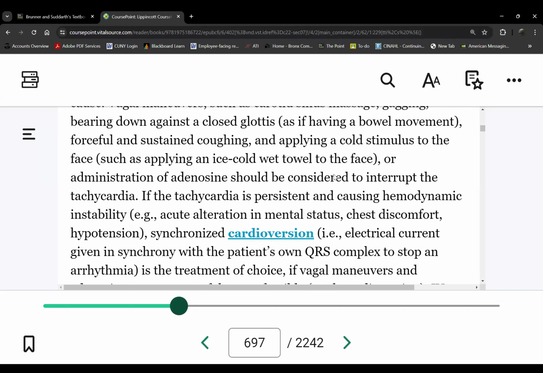Of course, we try non-pharmacologic measures first. The patient will undergo either carotid sinus massage, or the straw or the syringe, and the cold towel. If they don't work, then the doctor will resort to adenosine.